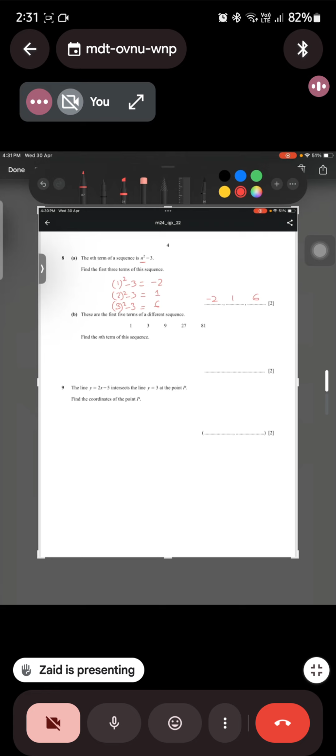They are asking you to write down the nth term of the sequence. So first of all, we have to see which sequence it is.